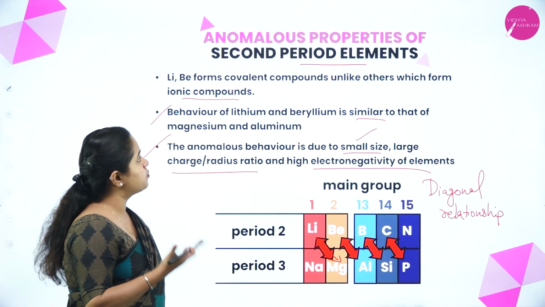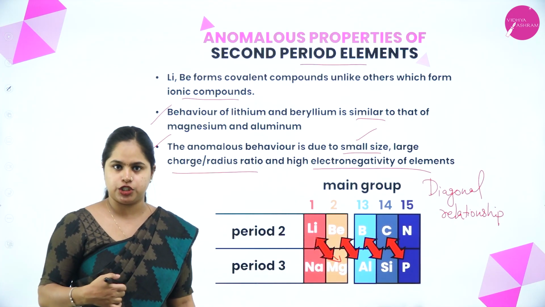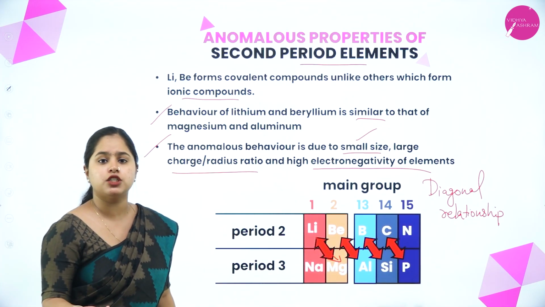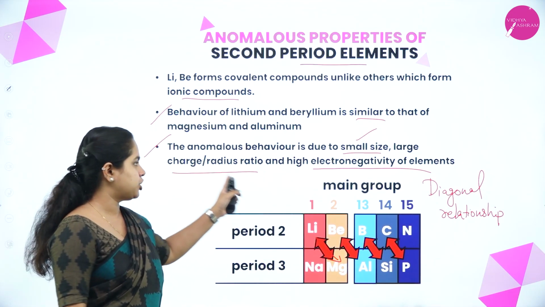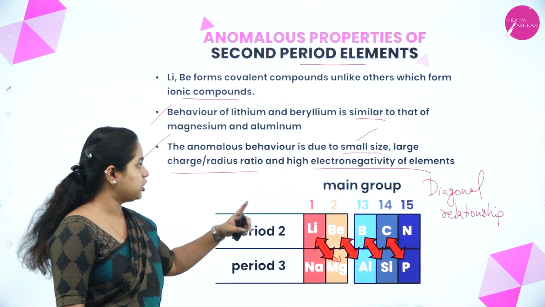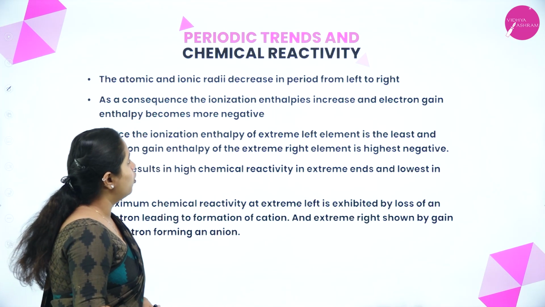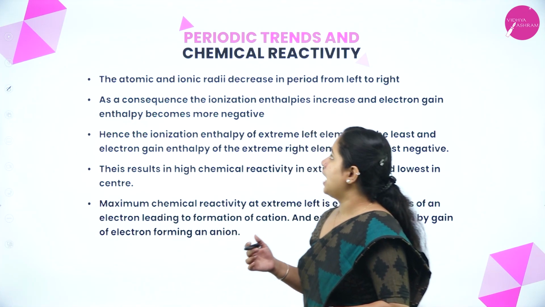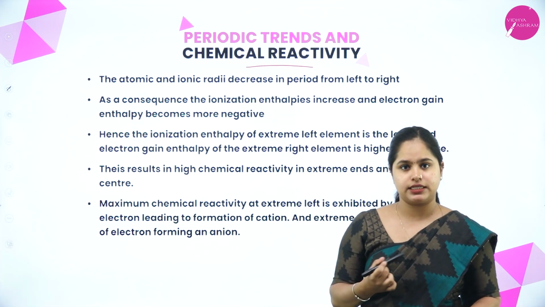That is the anomalous properties of second period elements, and I hope you are clear with the diagonal relationship also. So why exactly are they showing this anomalous behavior? It is due to the small size, large charge to radius ratio and high electronegativity of these elements. Clear? Now moving on to the periodic trends and chemical reactivity. We are studying about the chemical reactivity here.